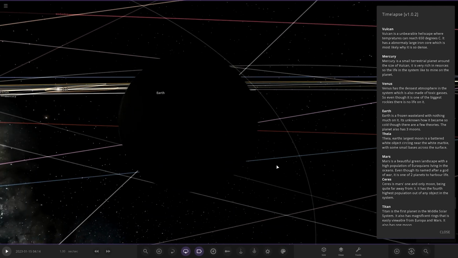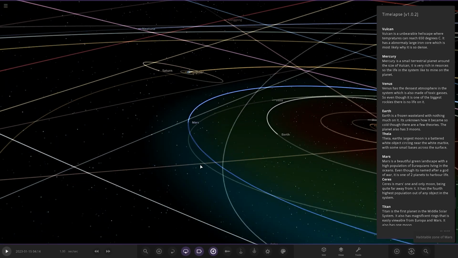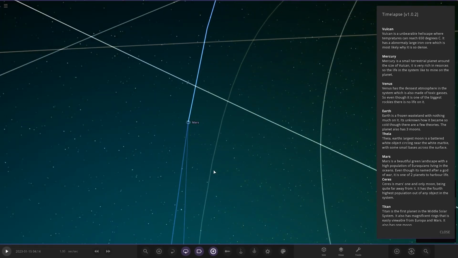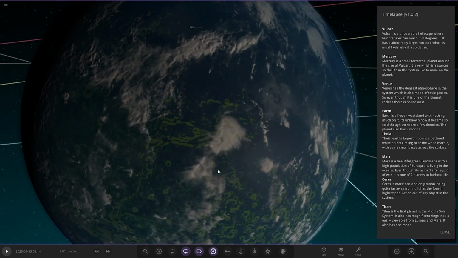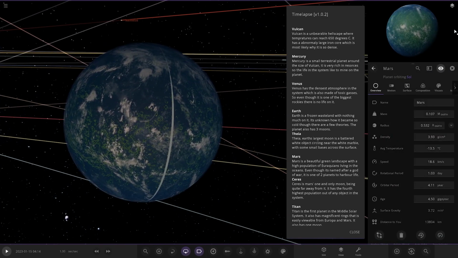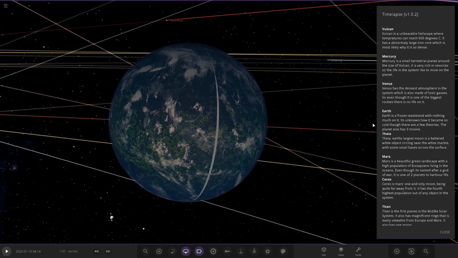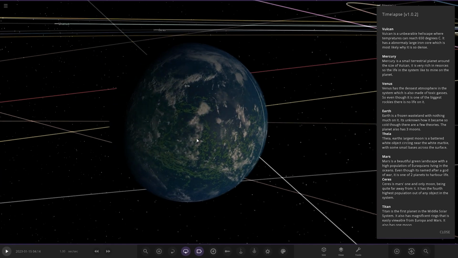So it's not actually receiving any light from the Jupiter red dwarf, if you look carefully. Obviously, Jupiter's very dim, so no light is reaching out here. So there's Mars. In this reality, Mars is looking different to its normal appearance as well. A beautiful green landscape with a high population of Europans living in the oceans. Even though it's named after the God of War, it's one of two planets to harbour life. Because, as I said, Europa was the original one as well.